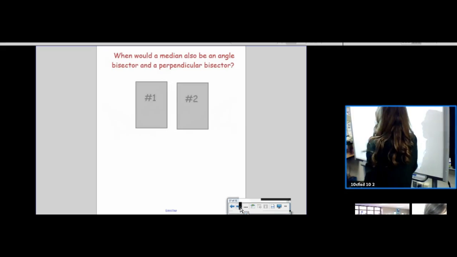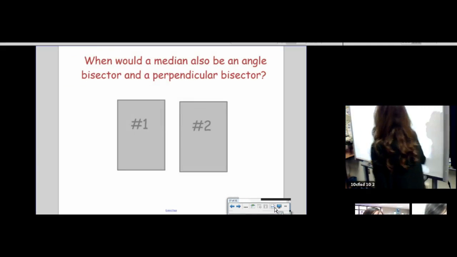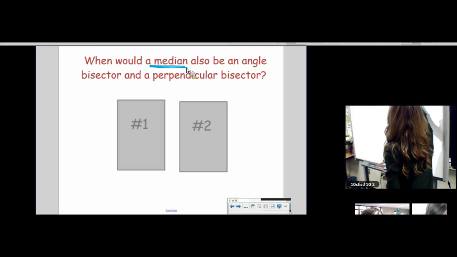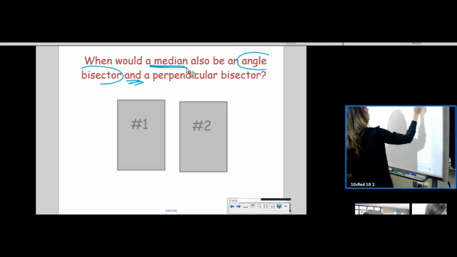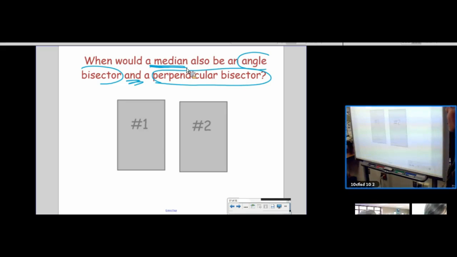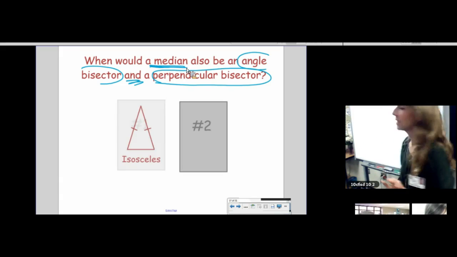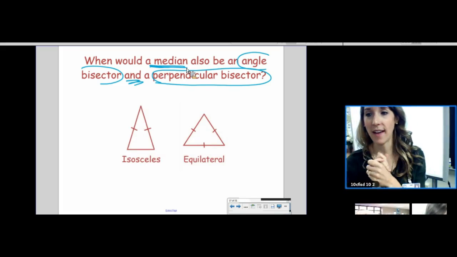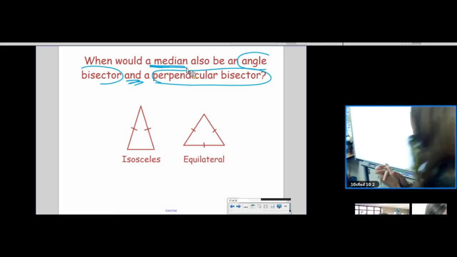And it's no surprise. This is for 9th grade teachers only. If you have 9th grade students, when would a median also be an angle bisector and a perpendicular bisector? When would it be three segments at once? And it's, of course, isosceles and equilateral, is when it does double duty, triple duty, in fact. Actually, when we get to the last segment, you'll see it's quadruple duty. All right.